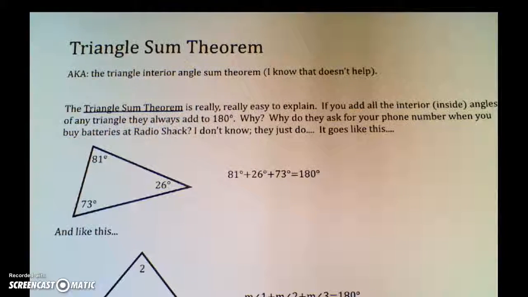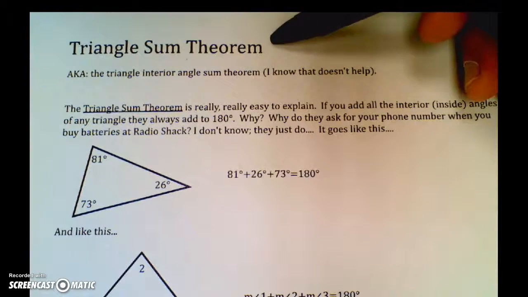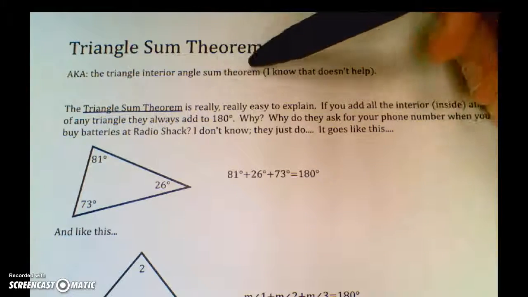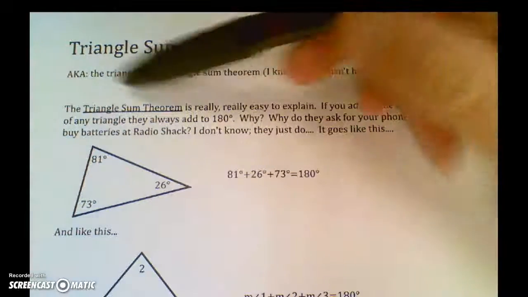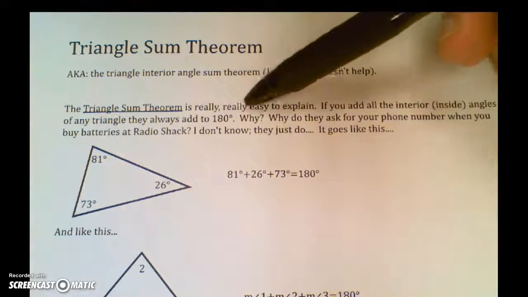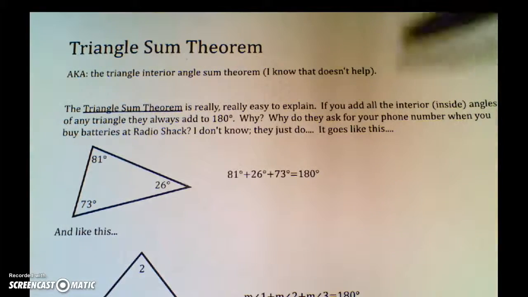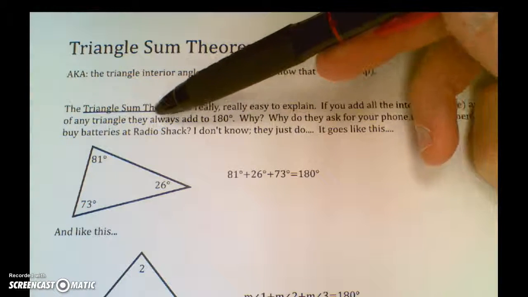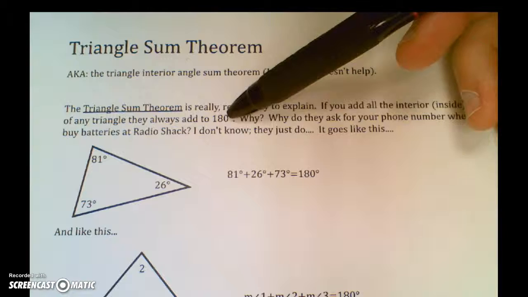Alright, let's take a look at the triangle sum theorem just to review what we did last week. So, aka the triangle interior angle sum theorem, which I know doesn't help. The triangle sum theorem is really easy to explain. If you add all the interior or inside angles of any triangle, they always add to 180 degrees.